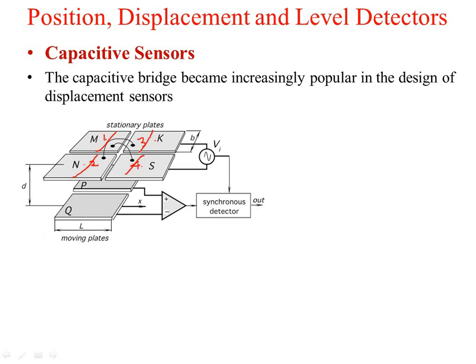The capacitive bridge is completely balanced because the overlapped area is common. So the displacement distance is also common. This distance is also common. So the area is common, the displacement is common, and the dielectric constant is also common. So there is no change in capacitance. So the bridge is balanced.